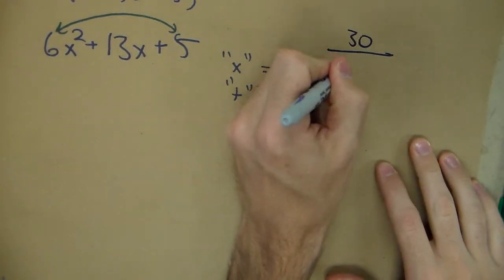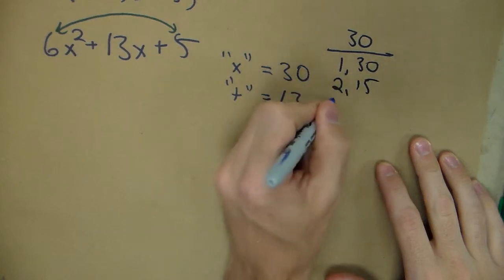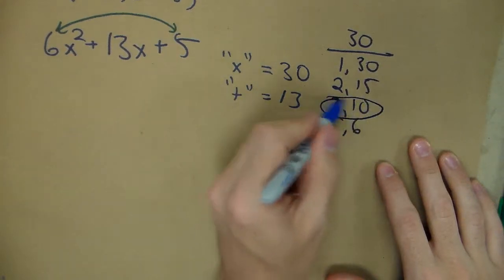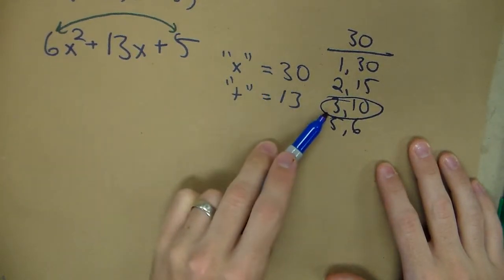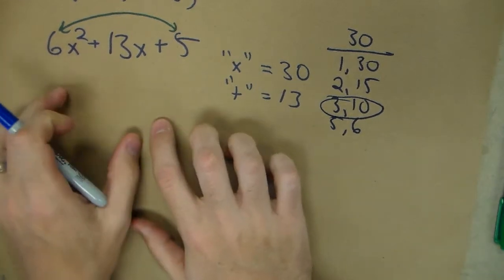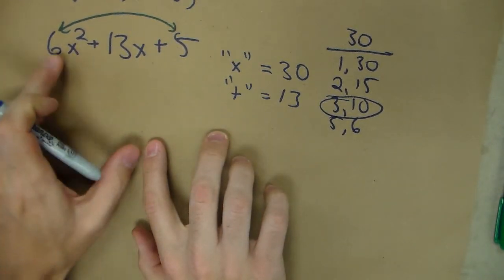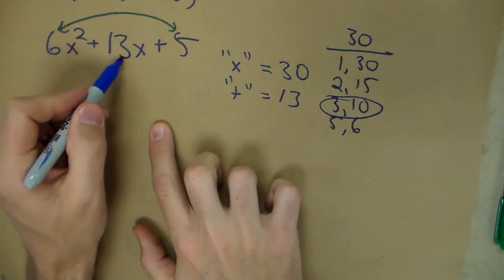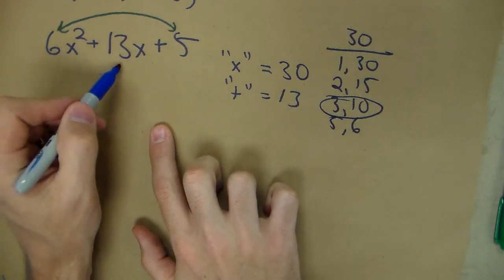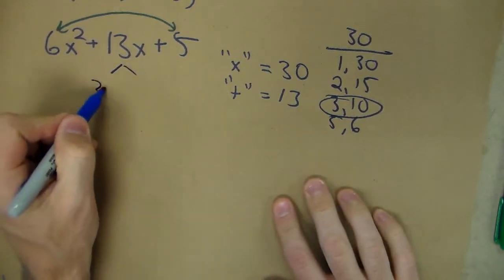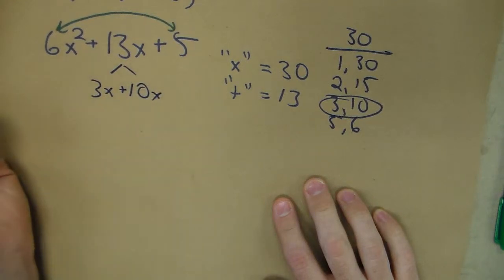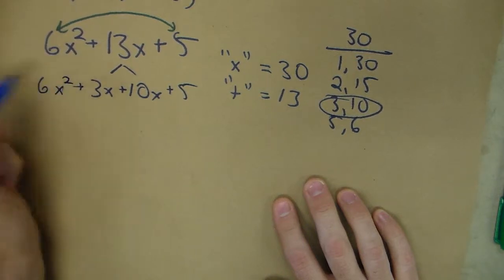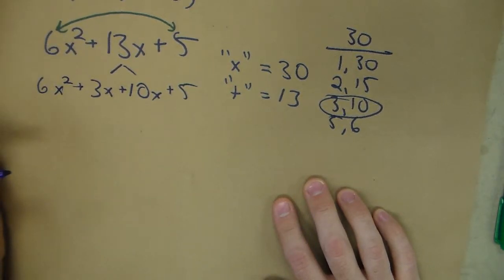So let's see, 30, we got 1 and 30, 2 and 15, 3 and 10, 5 and 6. It's a positive product, positive sum, so I'm going to do 3 and 10. Now, I'm not going to write it as x plus 3, x plus 10, because that doesn't take into account the coefficient we have in front. So I'm going to take this 13x, and with my superhuman strength, I'm going to break it into two terms. I'm going to make it into a 3x and a 10x, which is still 13x. But now by splitting it, I have 4 terms. This is what gets us to the factoring by grouping.